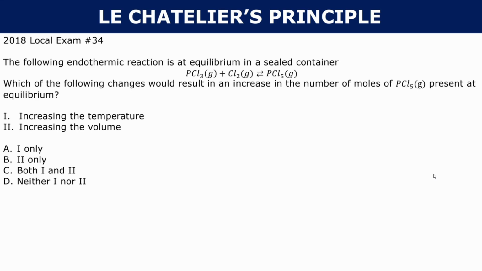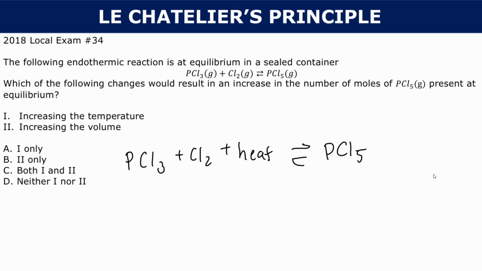The following endothermic reaction is at equilibrium in a sealed container. Which of the following changes would result in an increase in the number of moles of PCl5 present at equilibrium? Since we're told that it's an endothermic reaction, we can treat heat as a reactant. So we can have PCl3 plus Cl2 and heat as reactants, and that's all going to be in equilibrium with our product, which is PCl5.